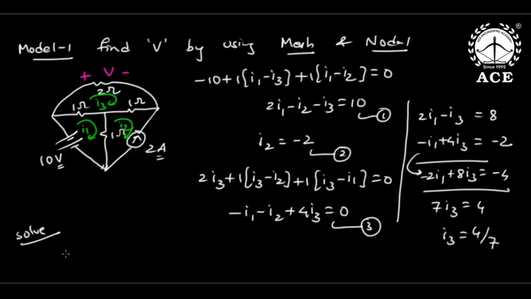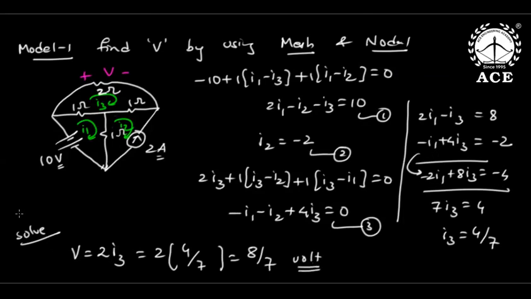So if I3 is 4 by 7, finally V is 2I3, because you see Ohm's law, V is 2I3. So that is 2 into 4 by 7. Answer is 8 by 7 volt. Everyone please observe how I wrote the mesh equations.